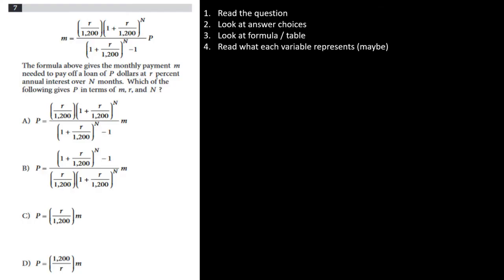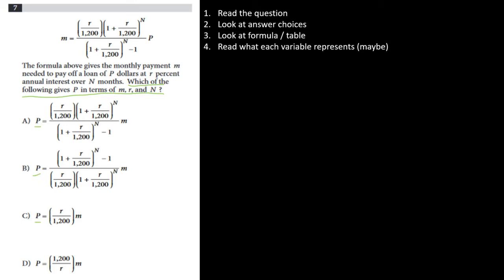Alright, so let's take a look at this problem. If you look at it, this problem looks overwhelming. There's a lot of letters, a lot of text, and you'll get confused. So there's only 4 things you need to do. The first one's read the question. The question is, which of the following gives P in terms of M, R, and N? For a lot of students, that's pretty confusing. So let's go to step number 2, which says look at all the answer choices. What do all the answer choices have in common? Well, they actually all start with the letter P.